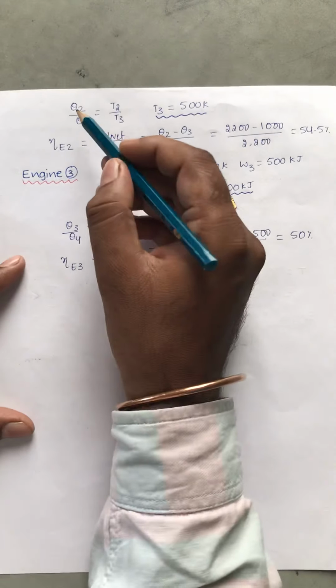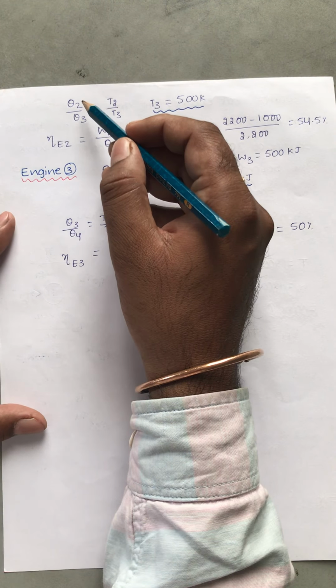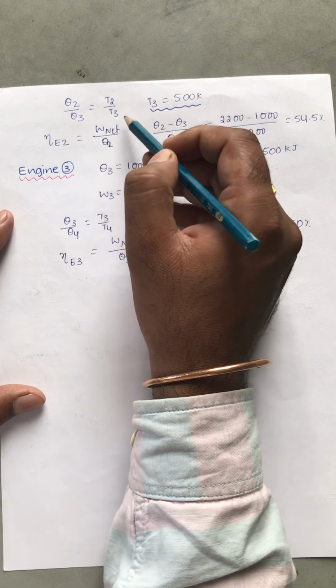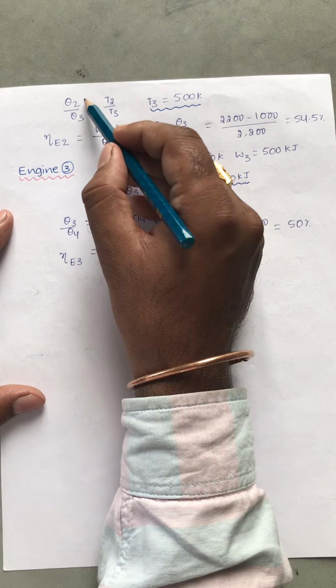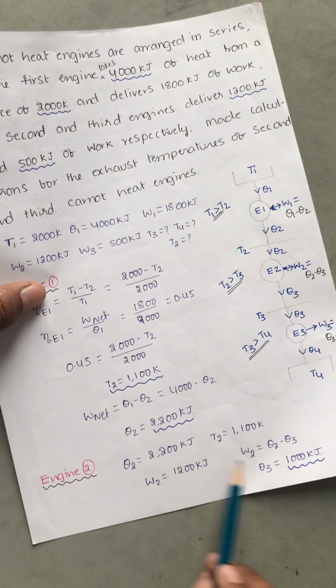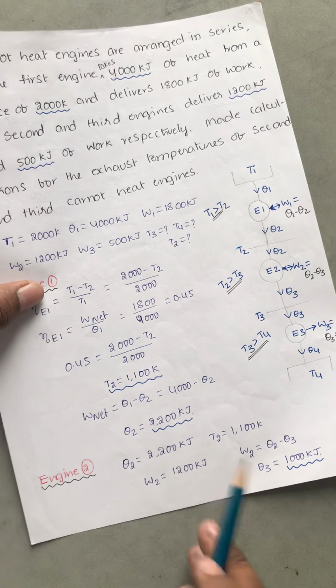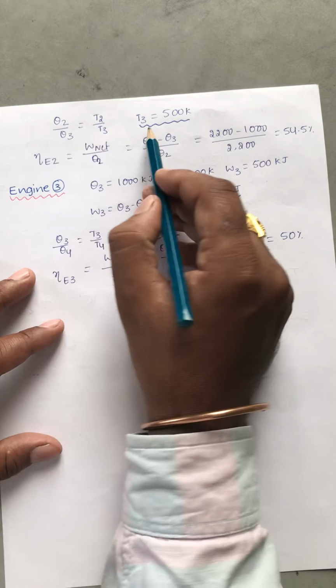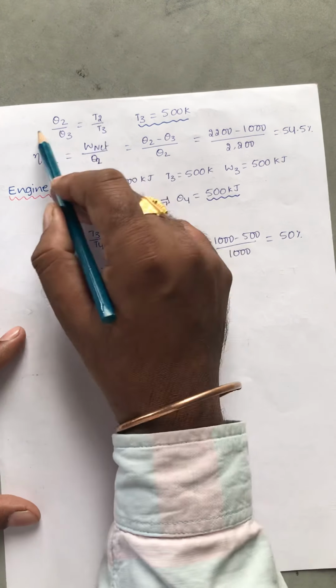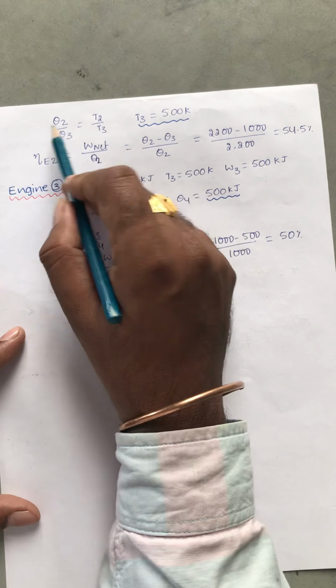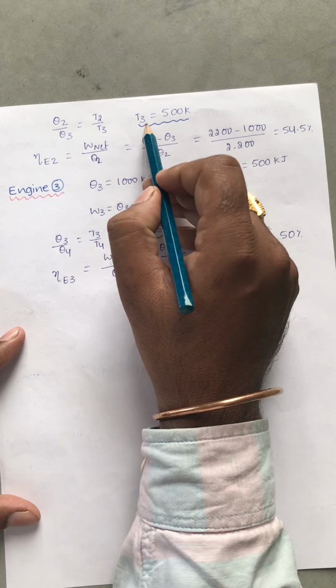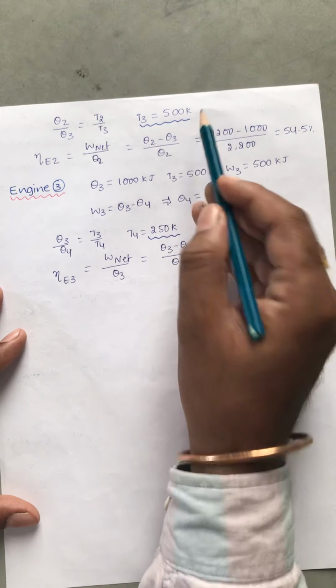Now engine 2 is also a Carnot engine, so you can write Q2 by Q3 equal to T2 by T3. From this, you know the Q2 value, the Q3 value, and the T2 value. You will get the T3 value from this: T3 equal to T2 into Q3 by Q2. All values are known, so T3 equal to 500 Kelvin.